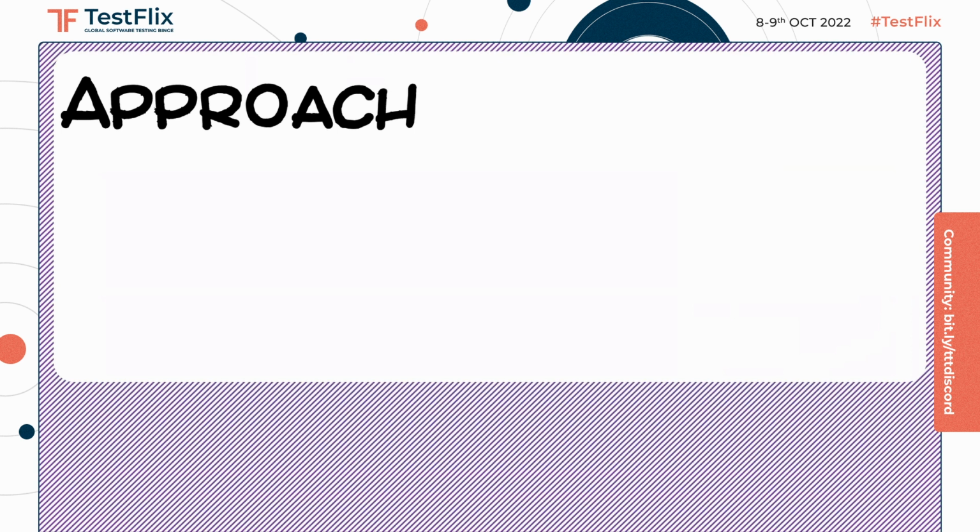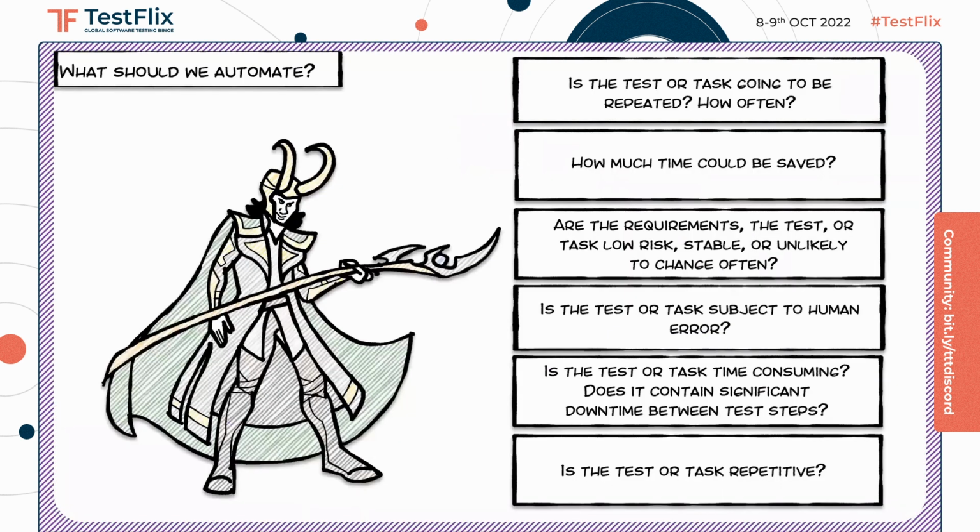So how do you approach this? How do you make sure that you can be successful? Well, one thing that I like to do is ensure that at least all team members are making the same judgment call when they're going into their tasking or specification workshops. They need to ask the question of what should we actually automate?